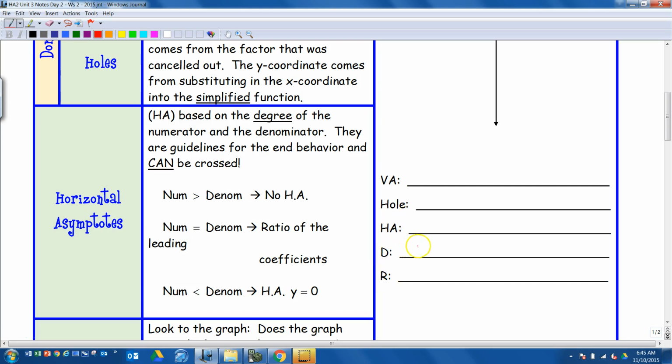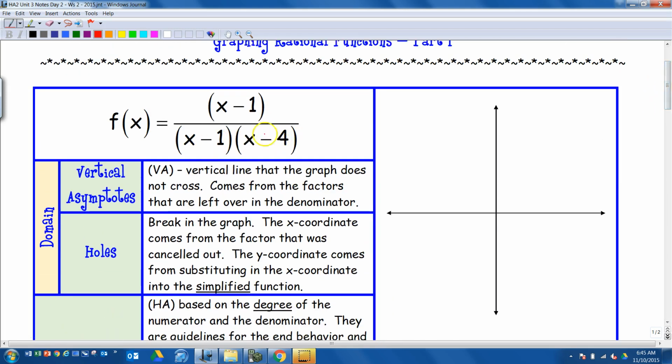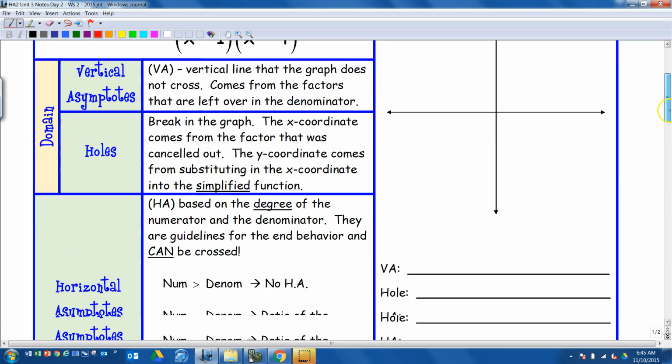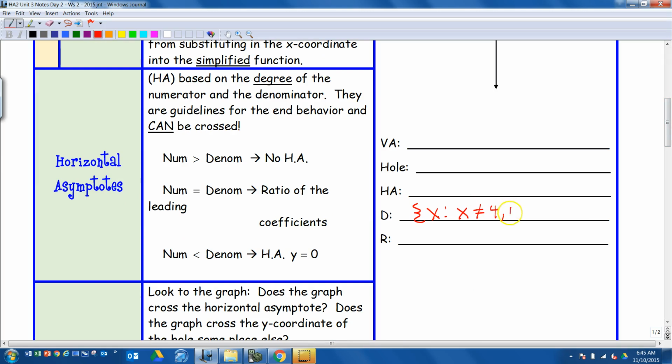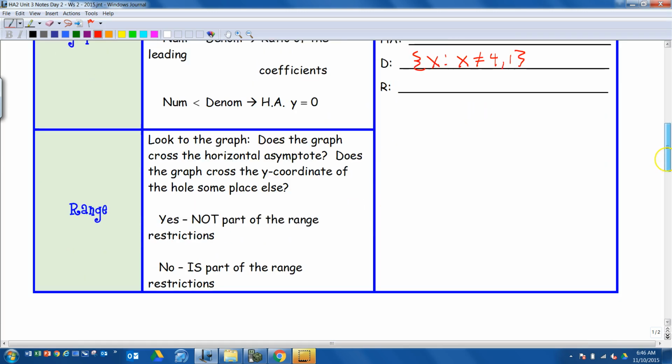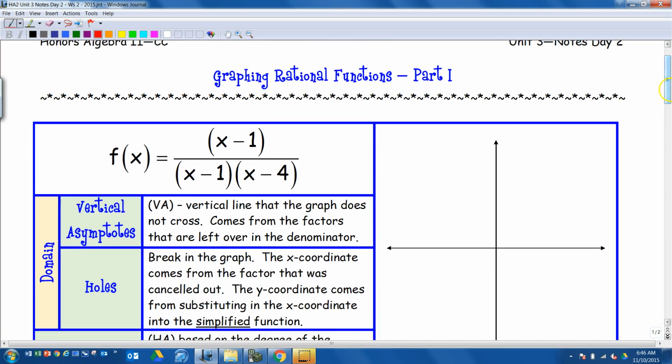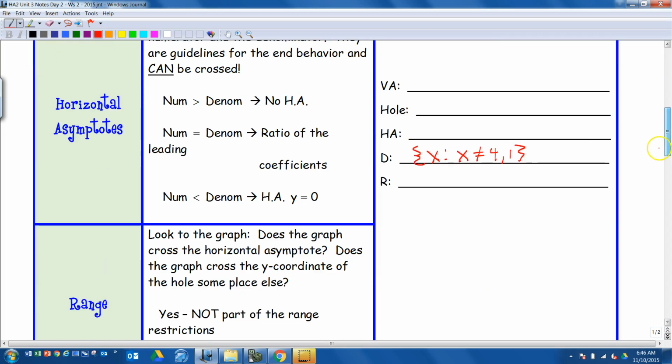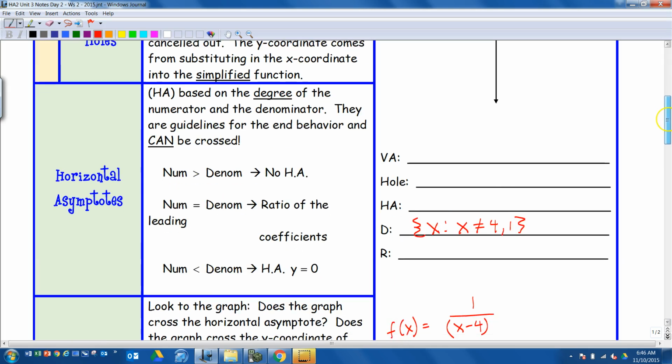You guys should know the domain already. How to do that: x cannot be, and we look at this function before we cancel, and the things that make the bottom 0 are x equals 1 and x equals 4. Okay? Now, we simplify it. I'm going to simplify it up here, but then write it down there. So if I simplify this, I'm left with just a 1 on top and an x minus 4 on bottom. So I'm going to just write this down here as I'm working. We did this yesterday.